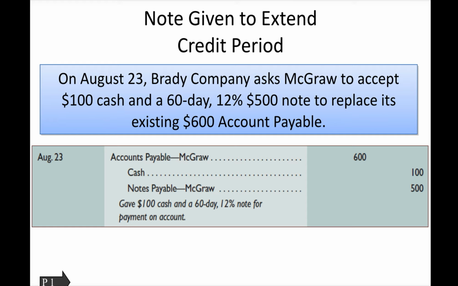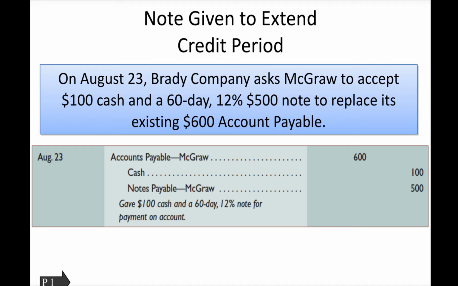So with the journal entry, all you're seeing happen here is the initial account payable, which we didn't record, it was just already out there, was this $600, okay? So what's happening here with that debit, we're just getting rid of the accounts payable associated with McGraw, okay? So we no longer owe McGraw an account payable at all. And we paid that off by giving them $100 cash, so our cash went down by $100. And then we also incurred another $500 liability. So we got rid of a $600 liability, we got rid of some cash, and we incurred another $500 liability.